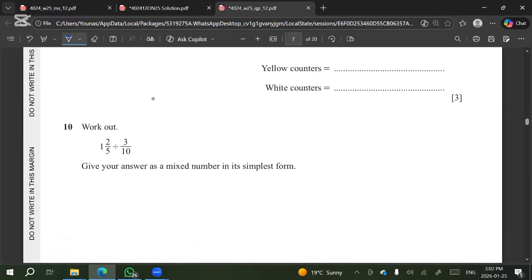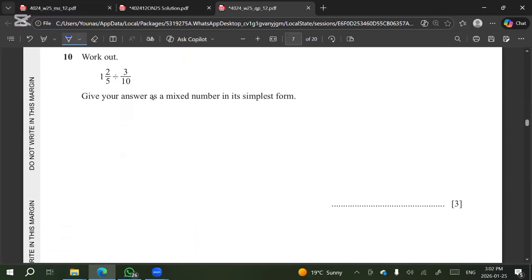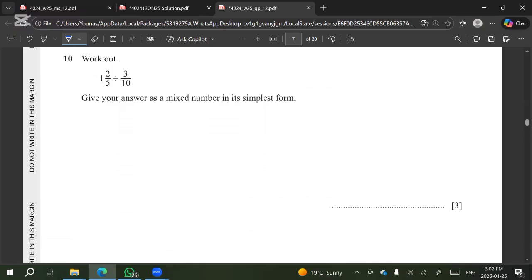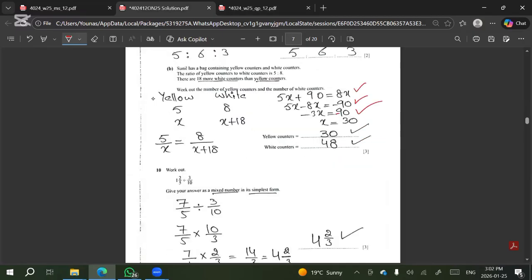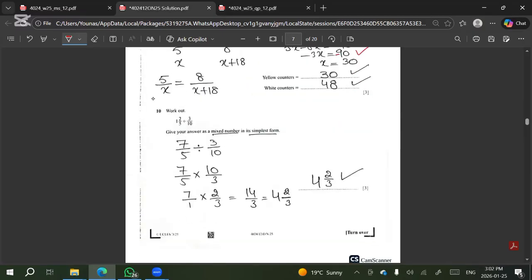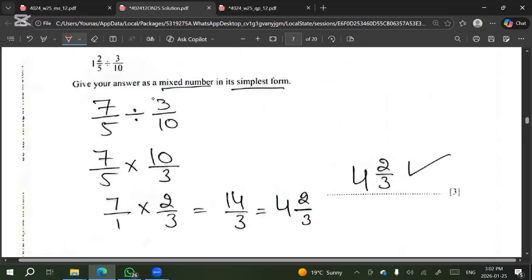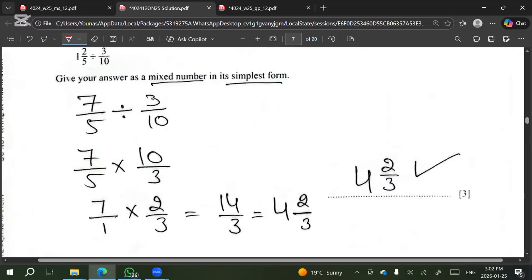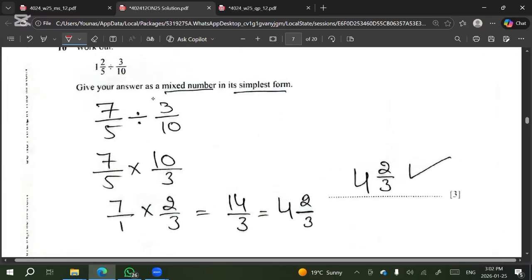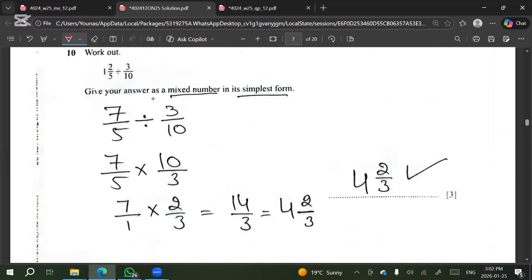Then we have question number 10. It's a 3 marks question. He says, work out 1 whole 2 by 5 divided by 3 by 10. So 5 ones are 5, 5 plus 2, 7, 7 by 5 divided by 3 by 10. Then I will convert that divide sign into a multiplication sign. So what will happen? 7 by 5 multiplied by 10 by 3. When you convert this divide sign into a multiplication sign, the fraction which is right after that divide sign gets reciprocated.